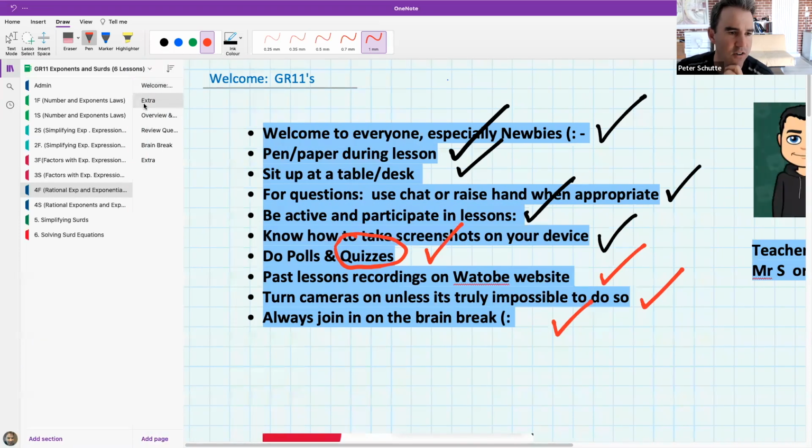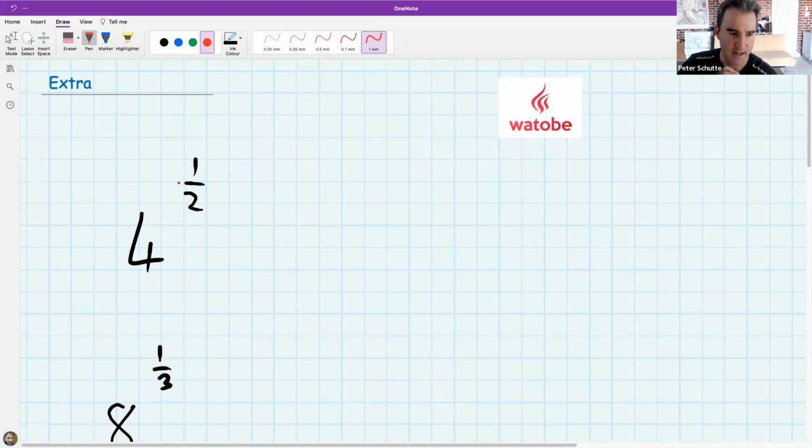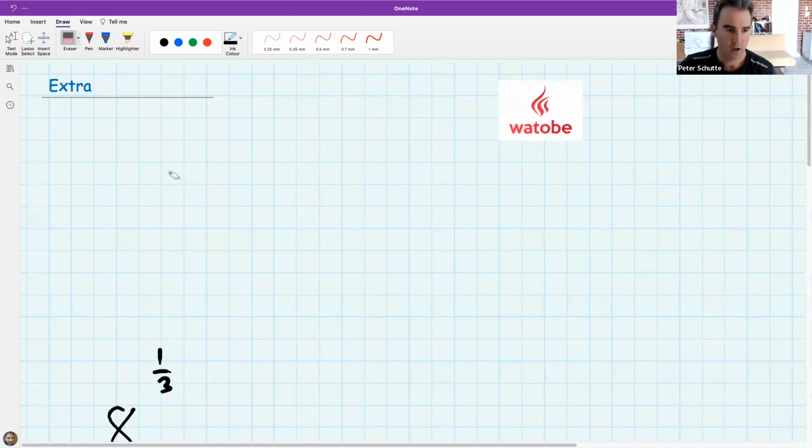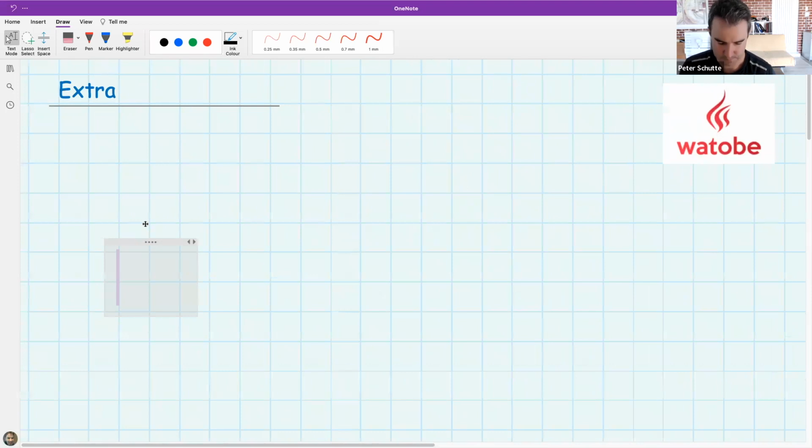So in the last lesson, we were talking about exponents, and I want to take it a little bit further today. I'm going to move into a slightly different area.